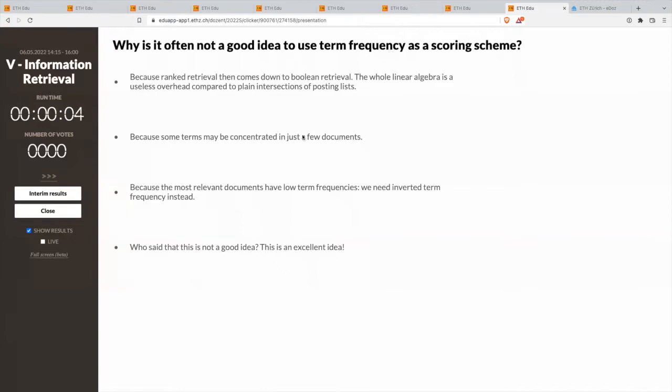This is my first question. Why is it usually or often not a good idea to use term frequency as a scoring scheme? Term frequency is one of those that we've seen, and it's actually not a good idea to just use it alone.